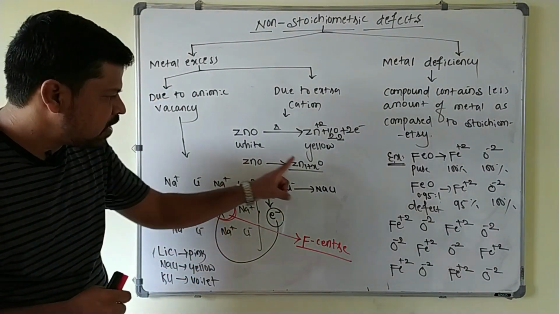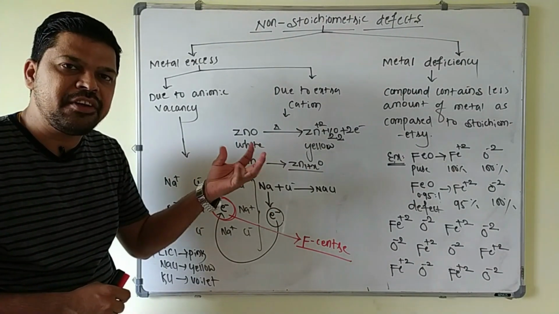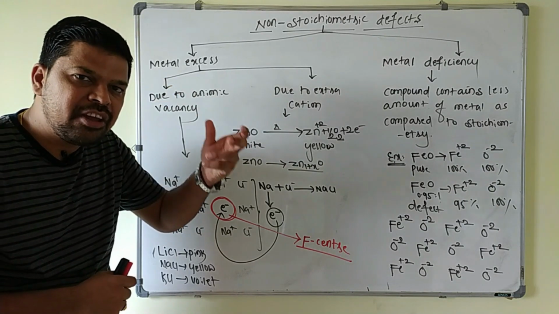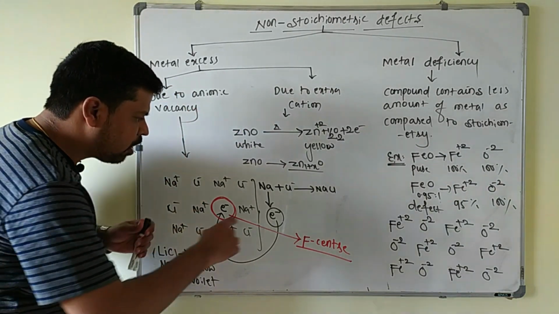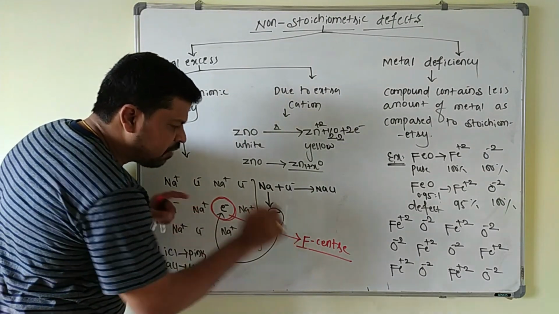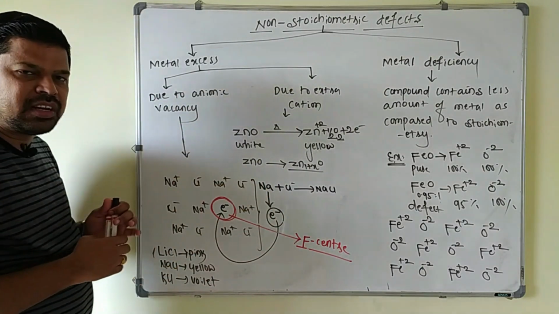So whenever a Cl minus ion comes outside, one anionic vacancy is created. To maintain electrical neutrality, that anionic vacancy is occupied by the electron which is lost by the sodium here. So that is called what? F center, which imparts color to the crystal.